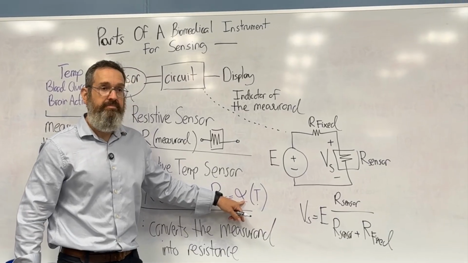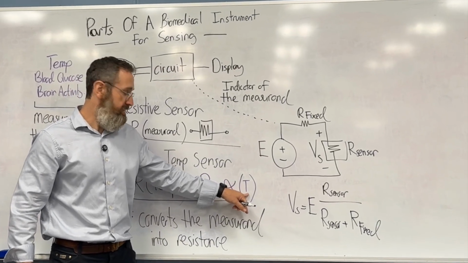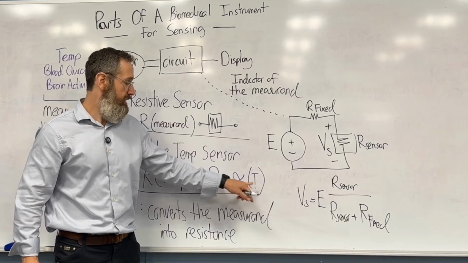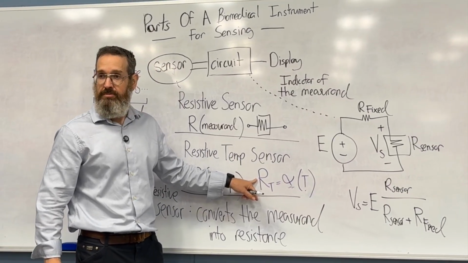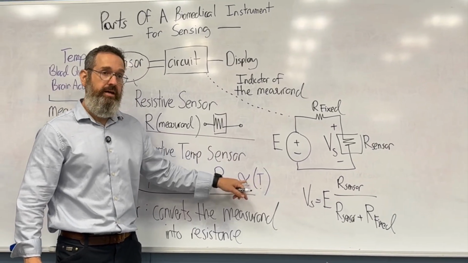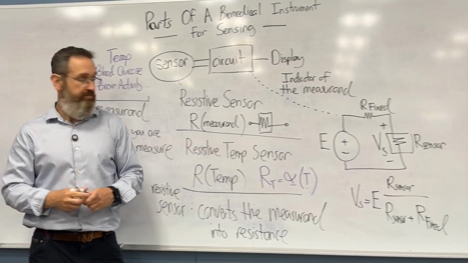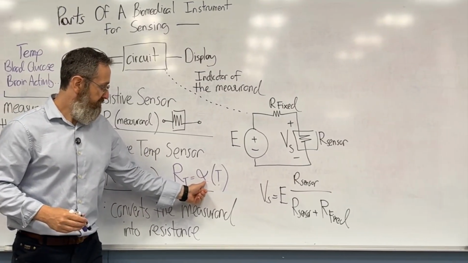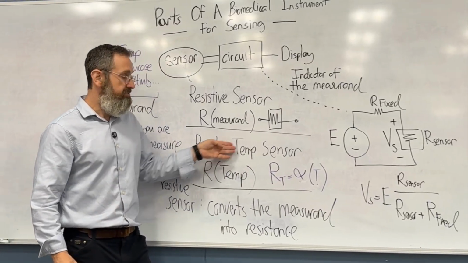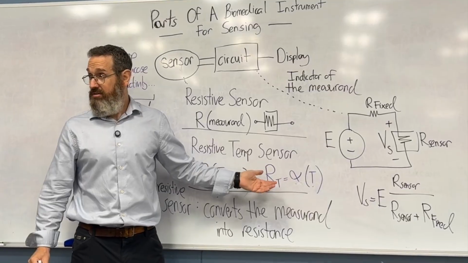10, right? 10. So if the temperature is 20 degrees C, let's say this is in C, right? Then this is going to be 200 ohms. And if the temperature is 100 degrees C, right, then times 10, we're going to get 1,000 ohms. Different resistive temperature sensors come with different equations with different constants.